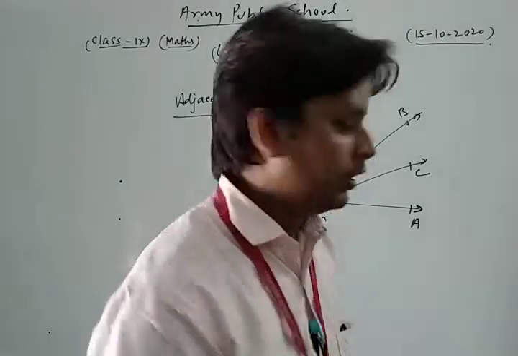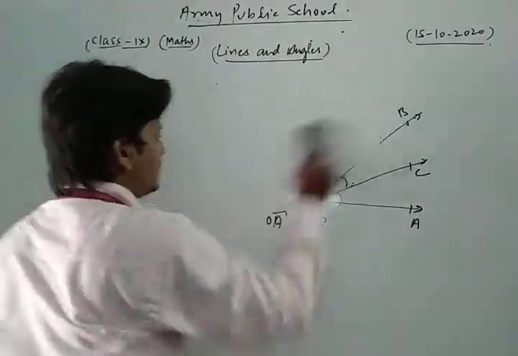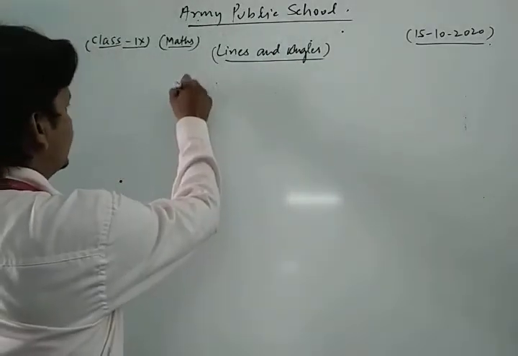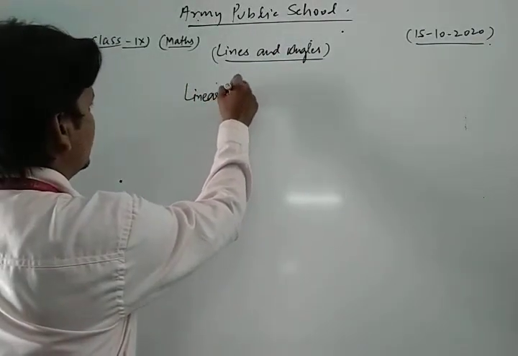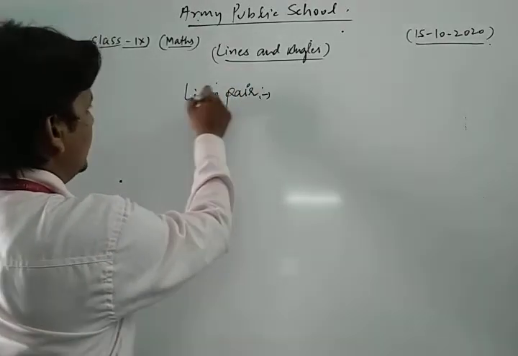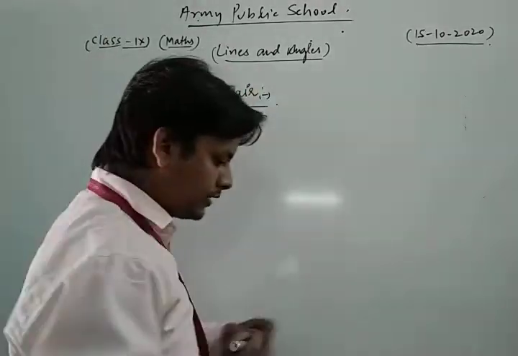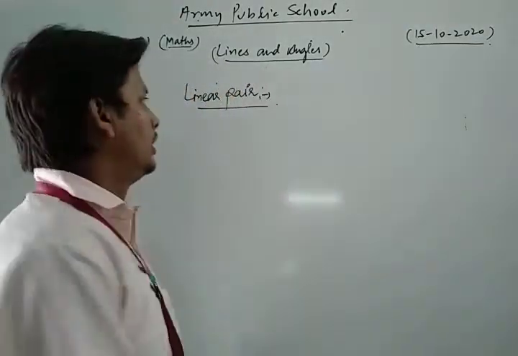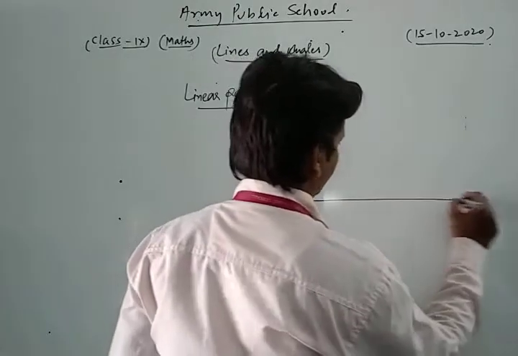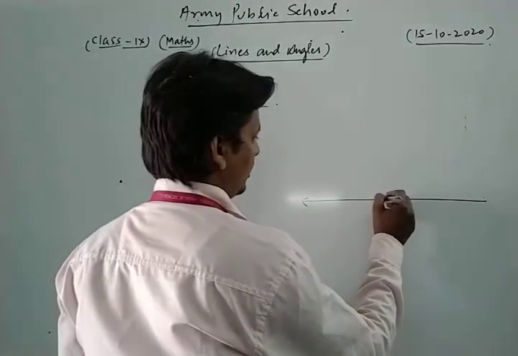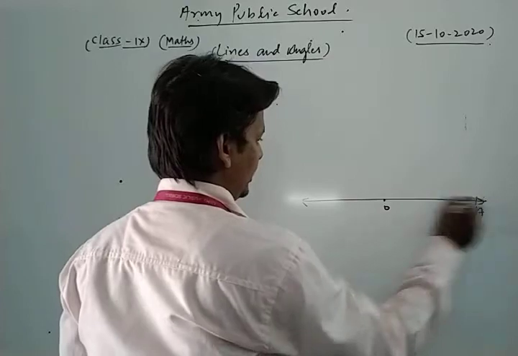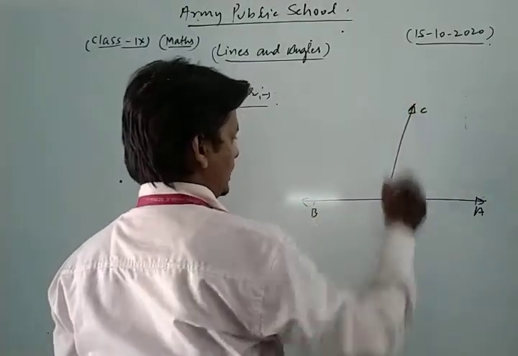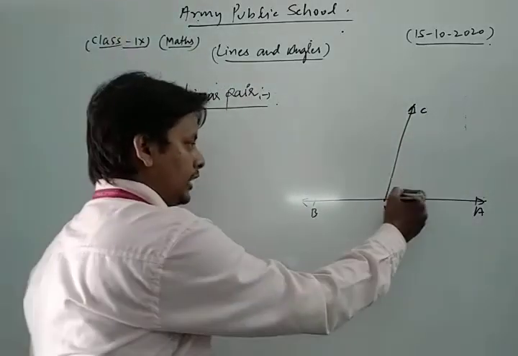Now we discuss linear pairs. Let's see. Now we discuss the concept of linear pair. What is the concept of linear pair? Suppose we draw a line. You see here two rays OA and OB, and a third ray OC stands on the line AB.